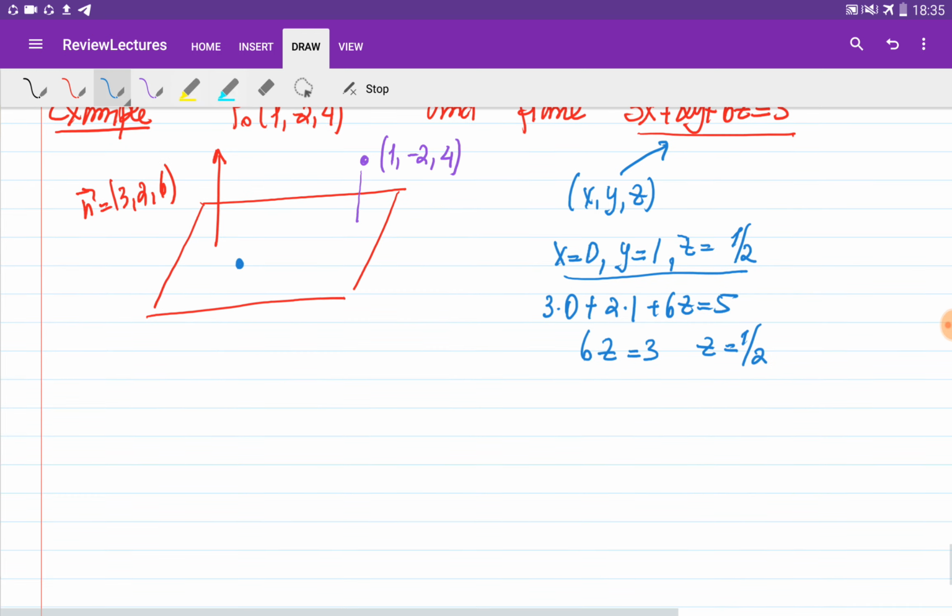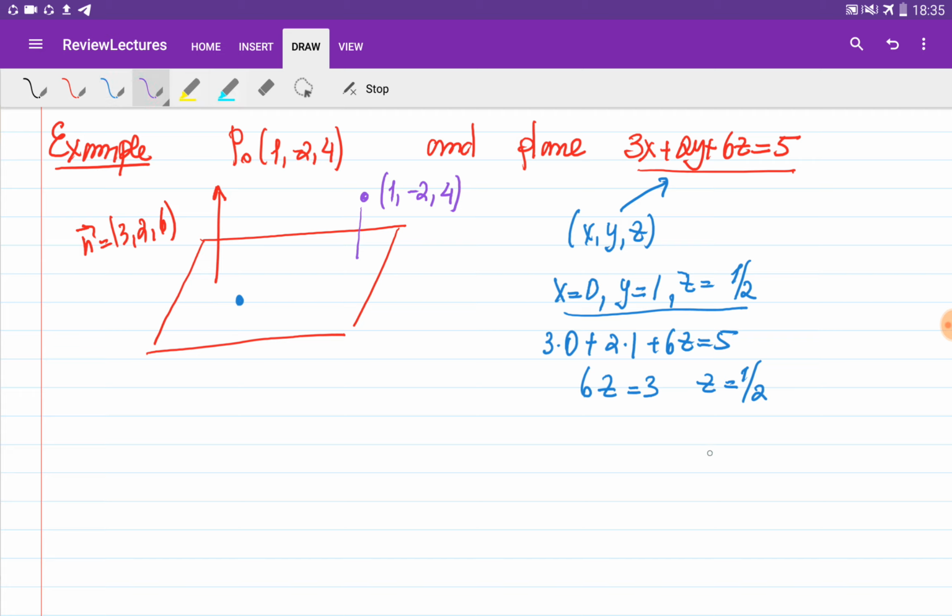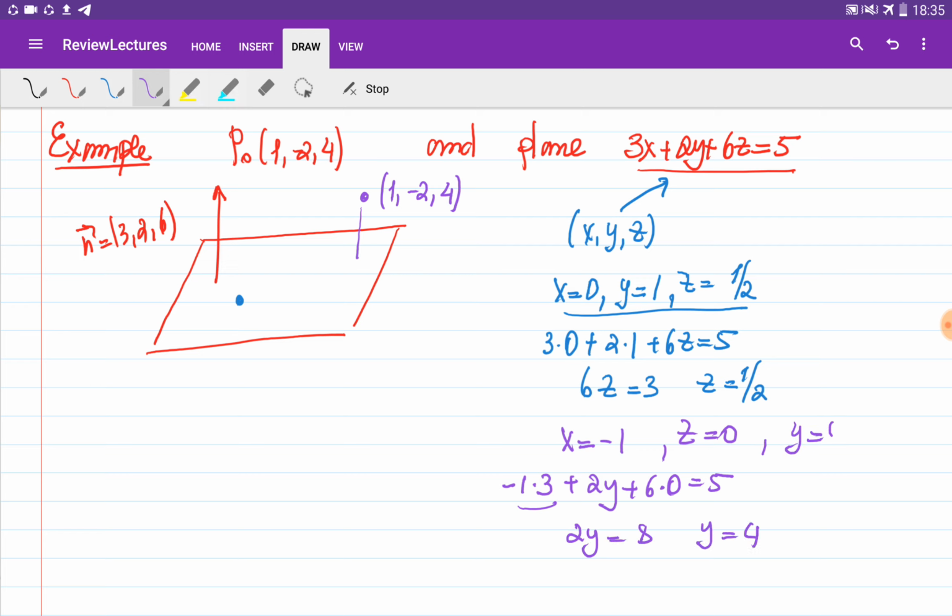Or let me choose another point. So to work easier, let me choose z to be equal to 0, x is equal to minus 1. Then if I substitute this, this is going to be 3 multiplied by minus 1 plus 2y plus 6 multiplied by z is equal to 5. So this minus 3 goes there. It's going to be 2y is equal to 8, y is equal to 4. Right? So this point is lying on the plane because it satisfies this equation. So actually you can choose any point on the plane, right? So this is going to be minus 1, 4, and 0.